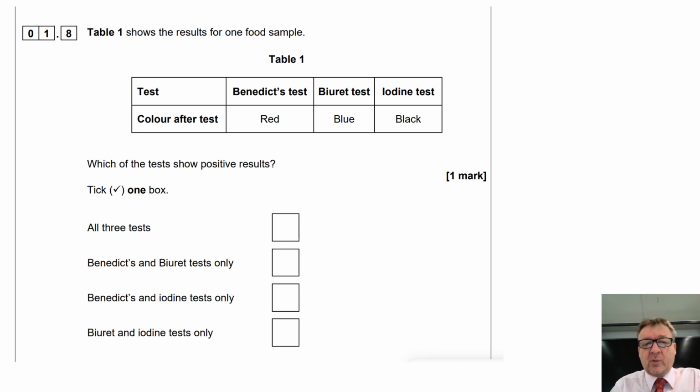1.8. Table 1 shows the results for one food sample. Okay, so colour after the test: red, blue, black. Now that's worked. Biuret's was blue to start with, and Benedict's red means there's lots of sugar. Which of the tests showed positive results? Okay, I've just answered that. All 3 tests, well, no, because the Biuret didn't show a positive result. Benedict's and Biuret only? No, because Biuret didn't. Biuret's in that one as well. Benedict's and iodine only? Correct. Again, I've only ticked one box.